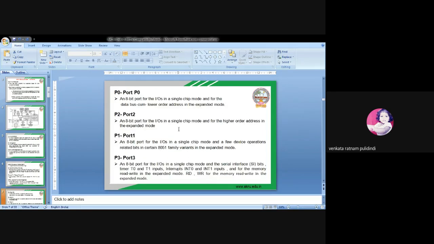Okay. Now here the 8051 microcontroller. Hello, hello.